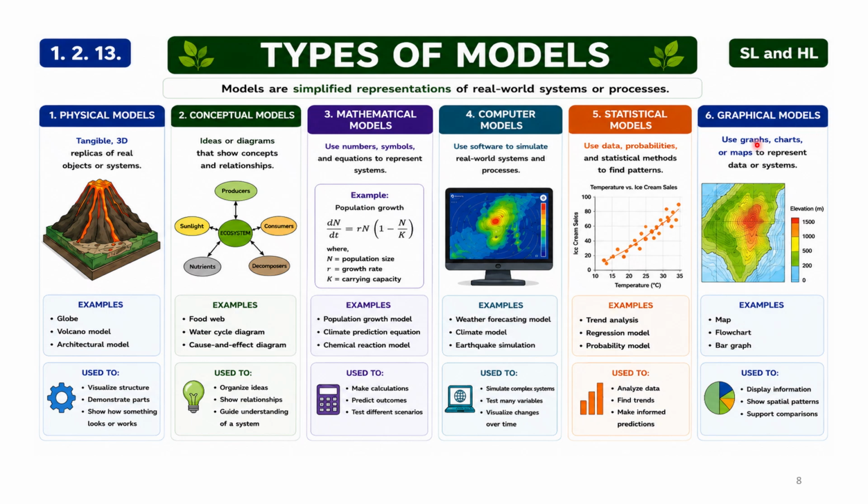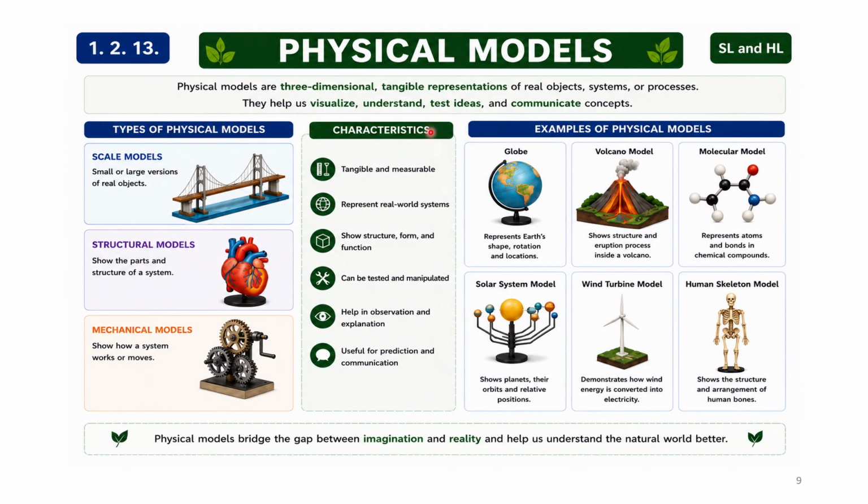Finally, graphical models use maps, charts, and graphs to display information visually. Topographic maps, bar graphs, and flowcharts help identify trends and spatial patterns. Each type of model serves a different purpose, but together they help scientists understand systems, analyze relationships, make predictions, and support environmental decision-making.